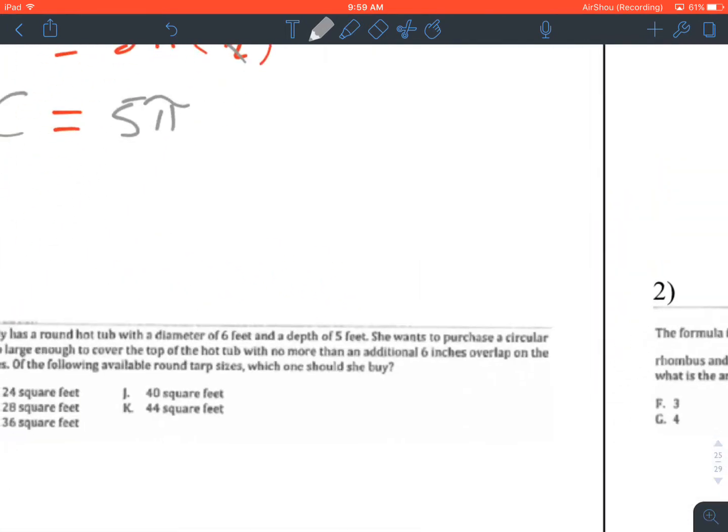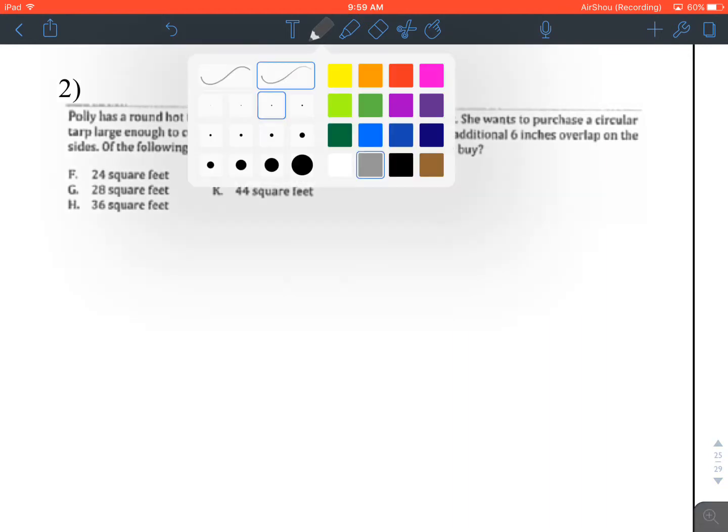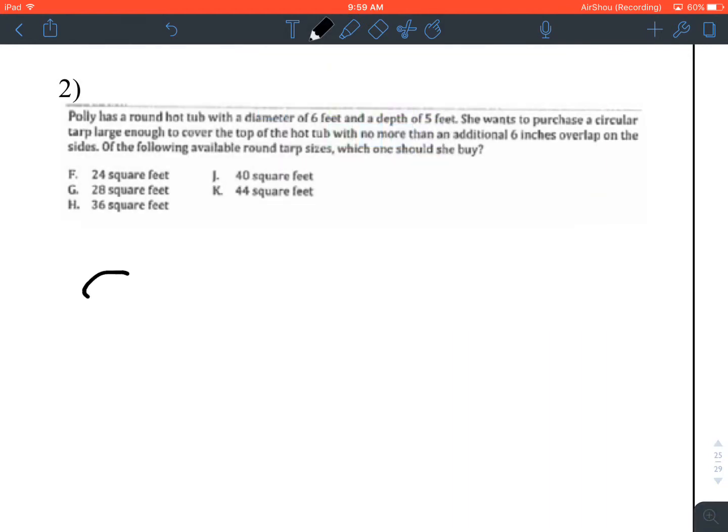Number 2. Polly, the cracker, has a round hot tub with a diameter of 6 feet and a depth of 5. I'm going to draw that. She has a round hot tub. The diameter is 6 feet. I like to use the radius instead of the diameter. And the depth is 5, which would be the height in this picture.